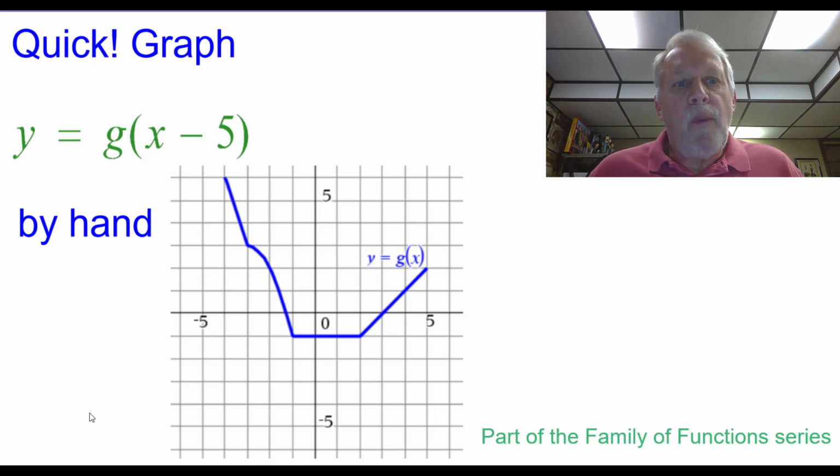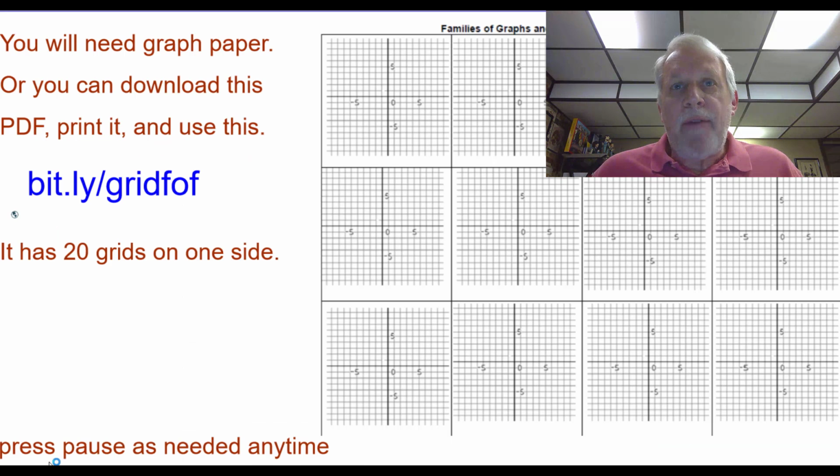Quick, graph y equals g of the quantity x minus 5 by hand, given the graph of y equals g of x. This is part of the family of functions series. You will need graph paper or download this PDF and print it. Press pause as needed anytime.